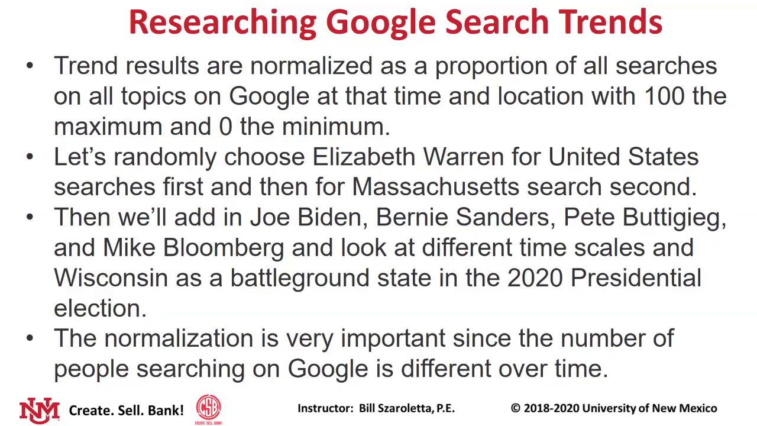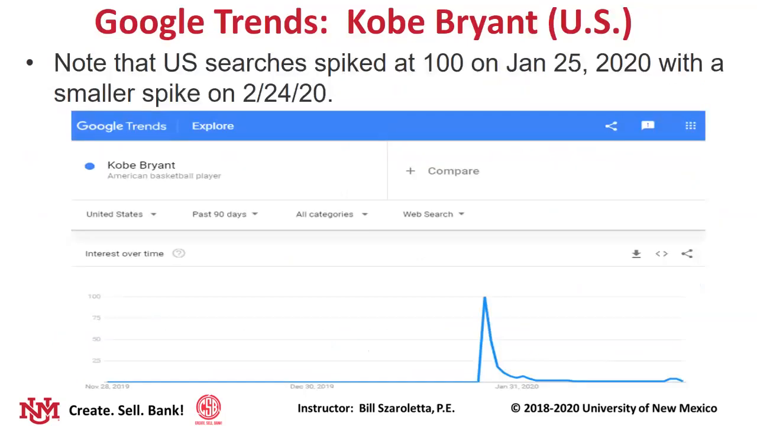Democratic primary, which that really is, I want to show you an event that happened just recently. There was a Hall of Fame NBA player named Kobe Bryant. And the search volume, now I'm looking over the past 90 days in the United States in all categories, and it was a web search, and it was pretty low. It was just going along. And then all of a sudden on January 25th, 2020, it spiked up to 100.